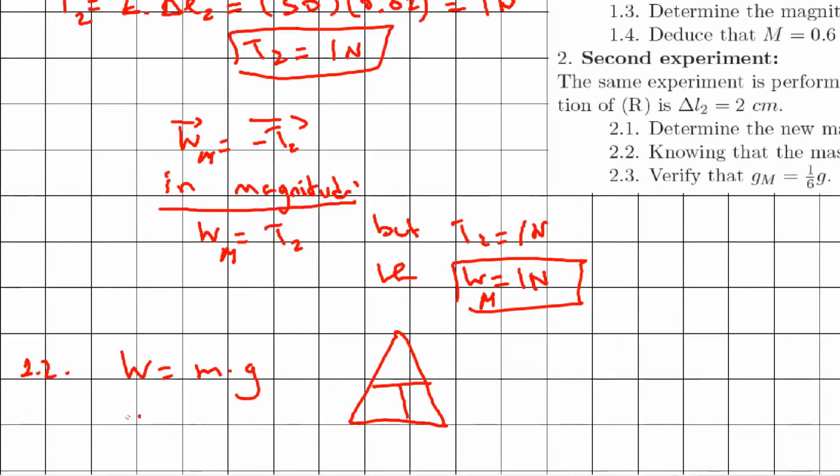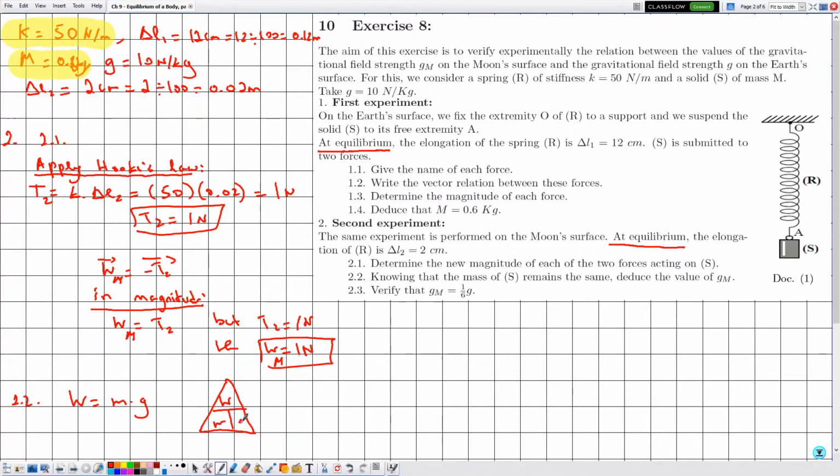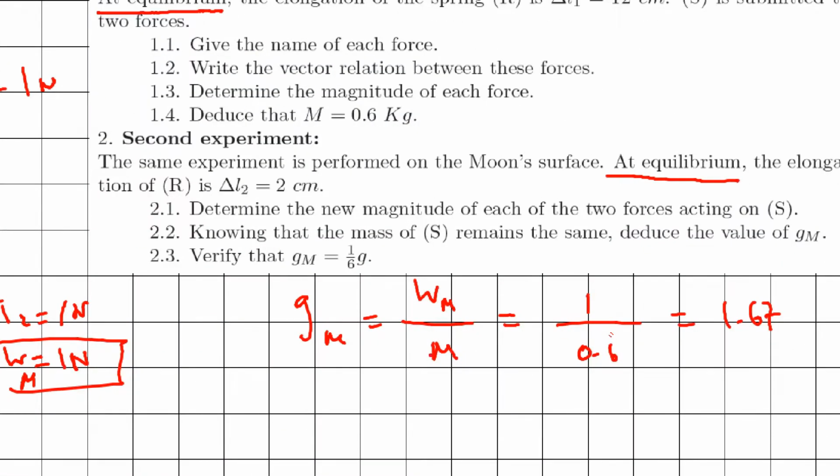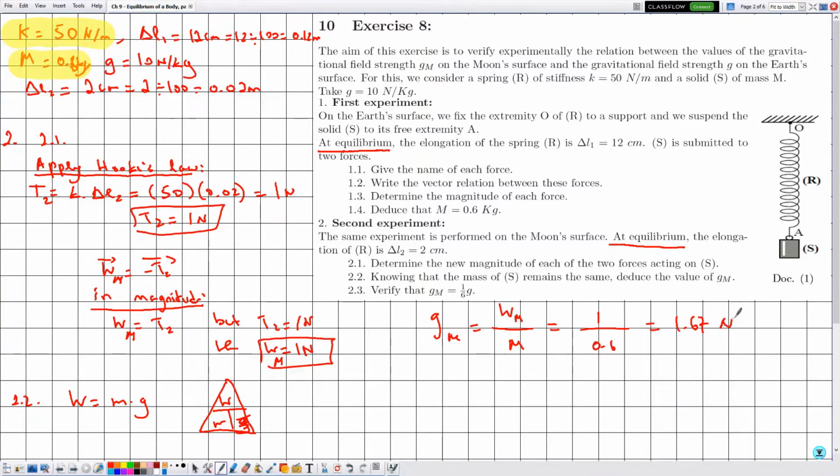Then constructing the triangle. Here, because we have multiplied, W will be at the top, M and G at the bottom. Putting our hand over G, then G, which is denoted by Gm, is equal to the weight on the moon divided by the mass. The weight on the moon is given by 1 divided by the mass, which is given by 0.6. This is equal approximately to 1.67. Since both weight and m are expressed in the SI, the value of G will be in the SI, which is in newtons per kilogram. Then the gravitational field strength on the moon is given by 1.67 newtons per kilogram.